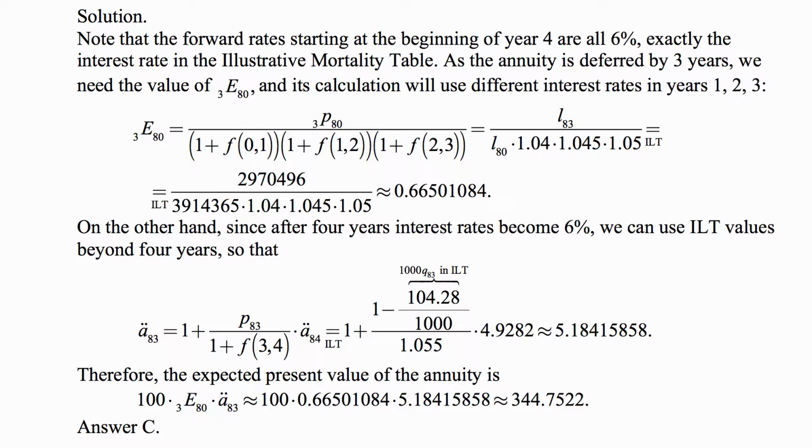A double dot 83, so it's approximately 100 times 0.66501084 times 5.18415858, and it comes out to be approximately 344.7522, and that's approximately 345, which is answer C.